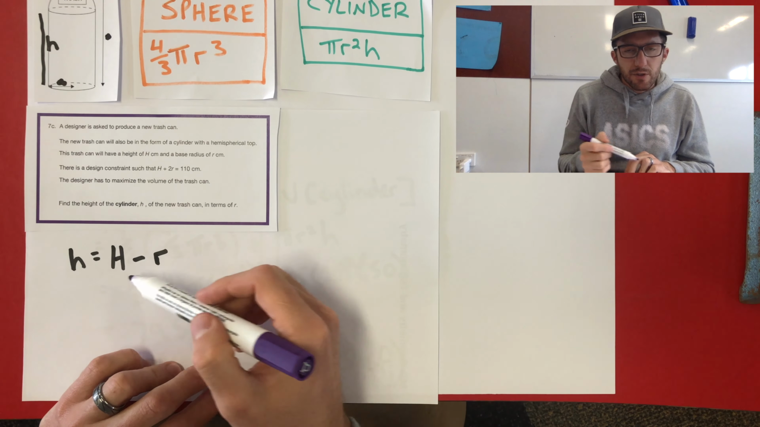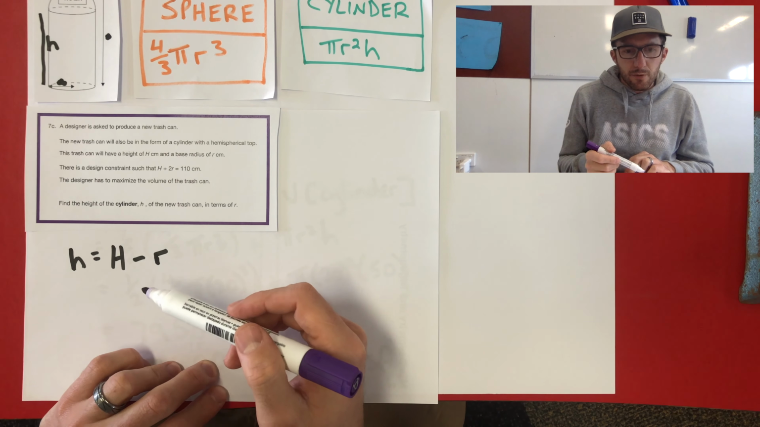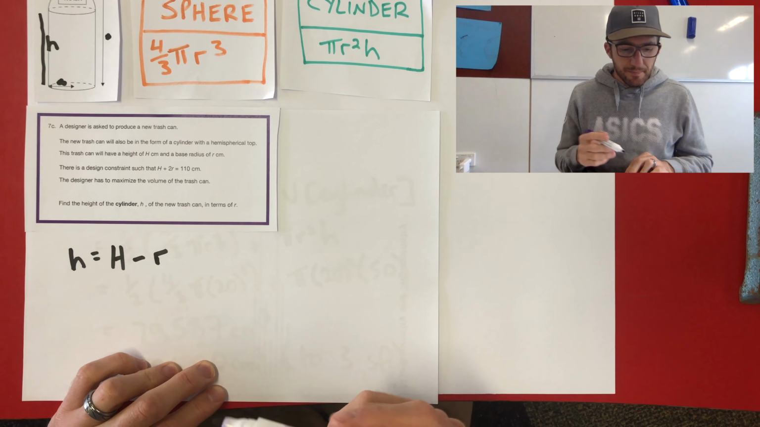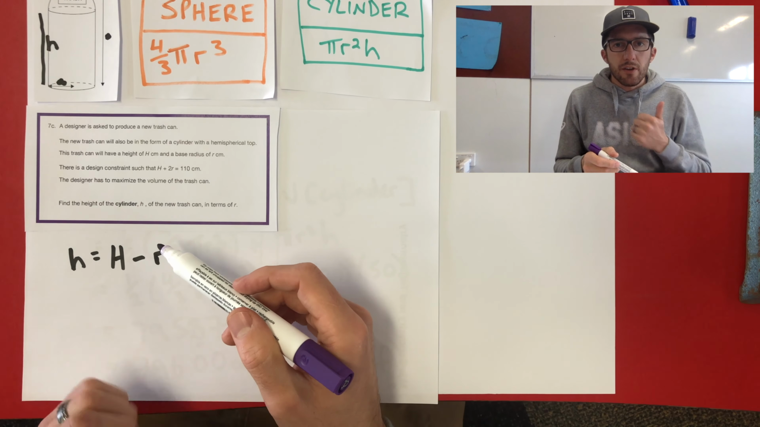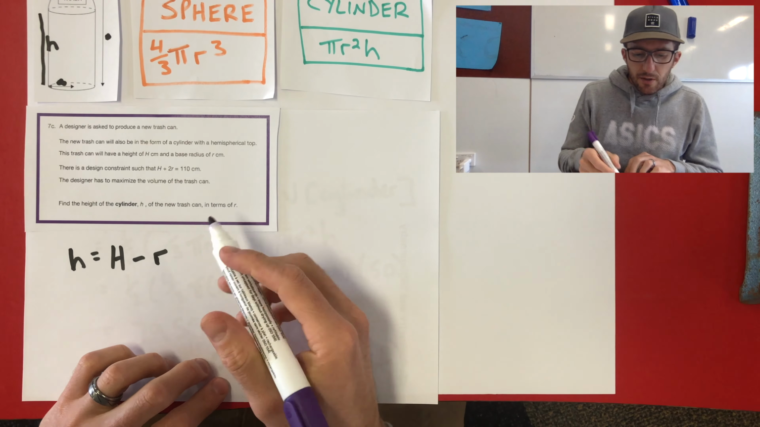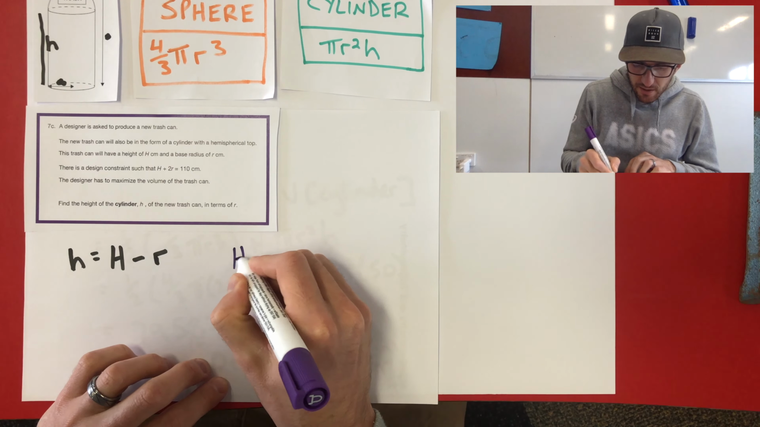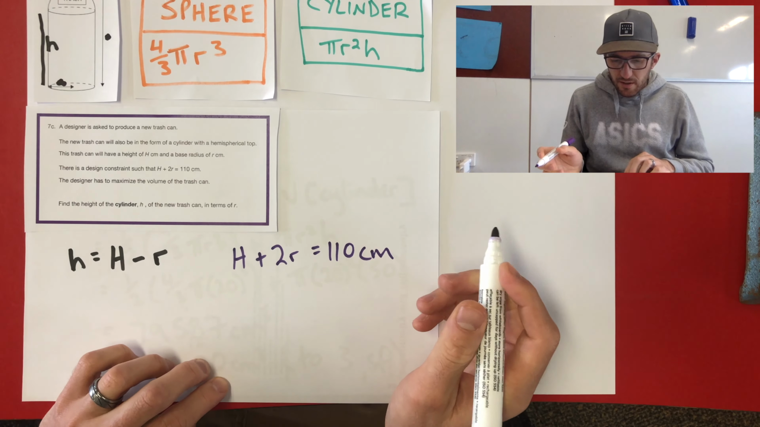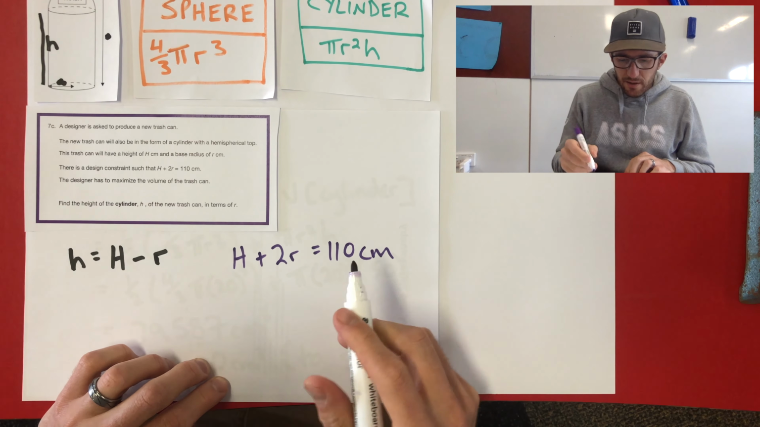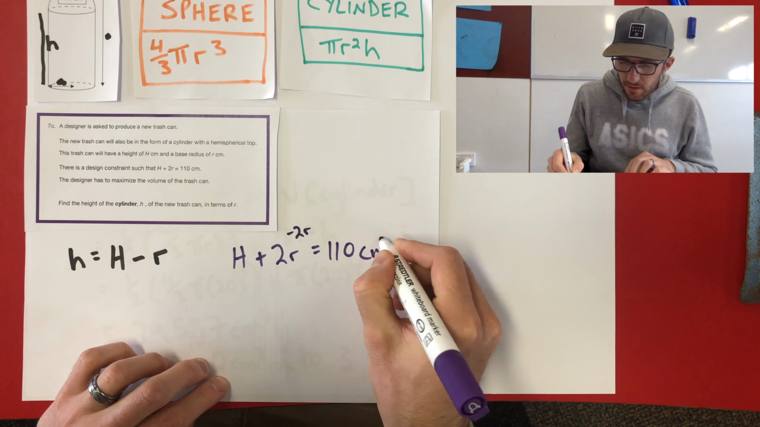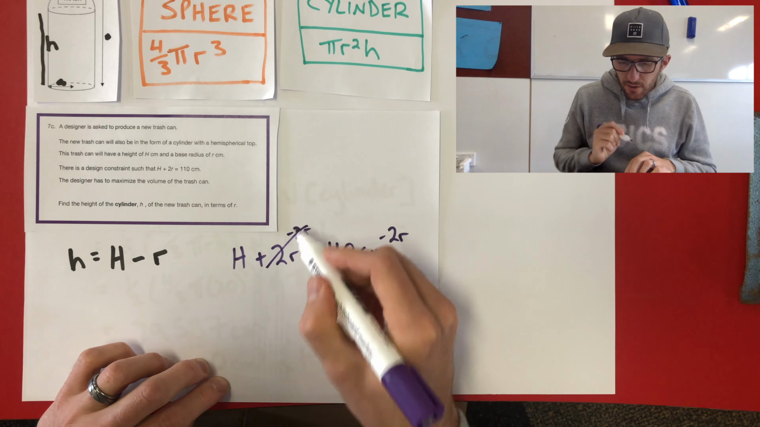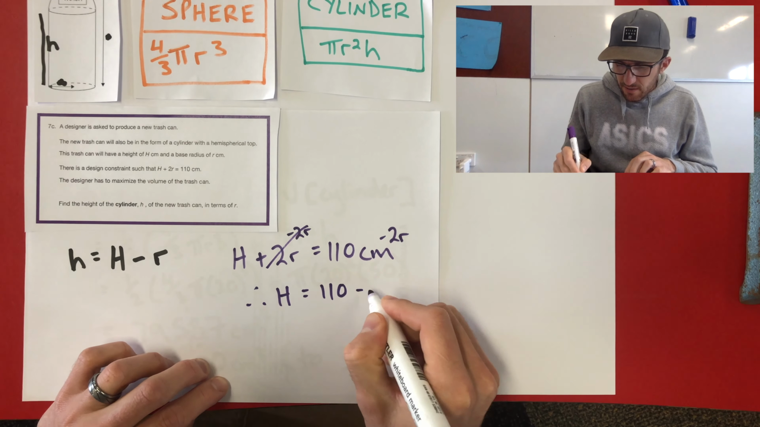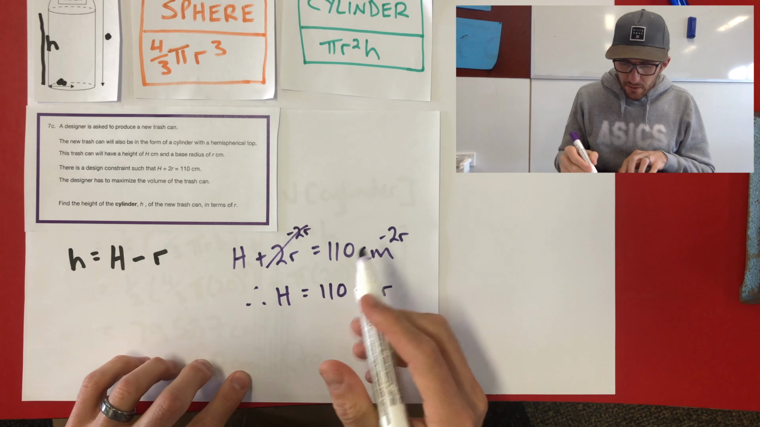If we can use this information to work out what h is, then we should have a formula for our cylinder height, which gets rid of one of these variables, because at the moment we've got 3 unknowns, 1, 2, 3, and 3 is a crowd. Usually you want only 1 or 2 unknowns. We're told that the height plus 2 lots of the radius equals 110 centimetres. So we can rearrange this formula. If we subtract 2r from both sides, those 2r's cancel out, and we're left with h equals 110 minus 2r.